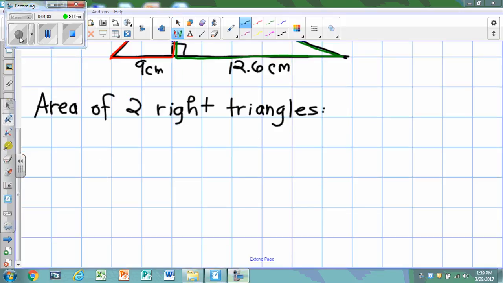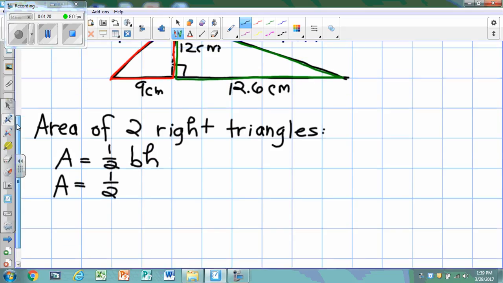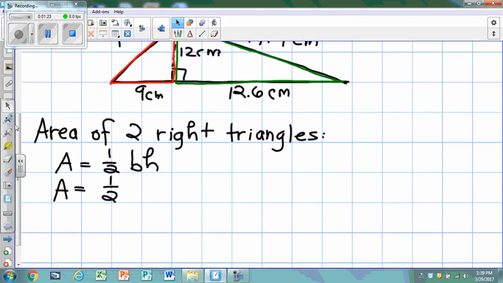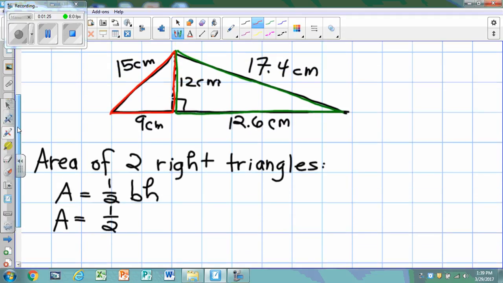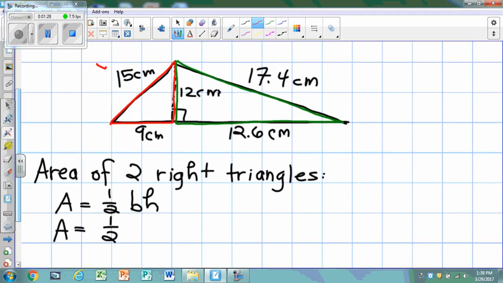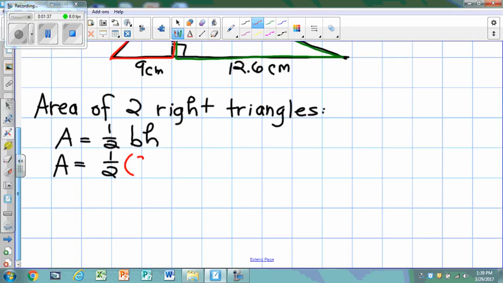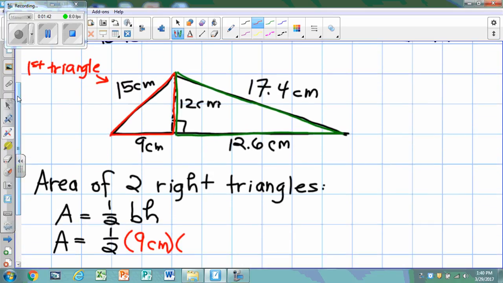Let's set this up. The formula: area equals half base times height. What is my base for one of these triangles? Let's do the red one first. I'm going to start writing in red. What's my base for the triangle that I wrote in red, our first triangle? 9 centimeters. Fabulous. Thank you for saying the measurement too. So 9 centimeters. Okay, what is the height for this triangle?